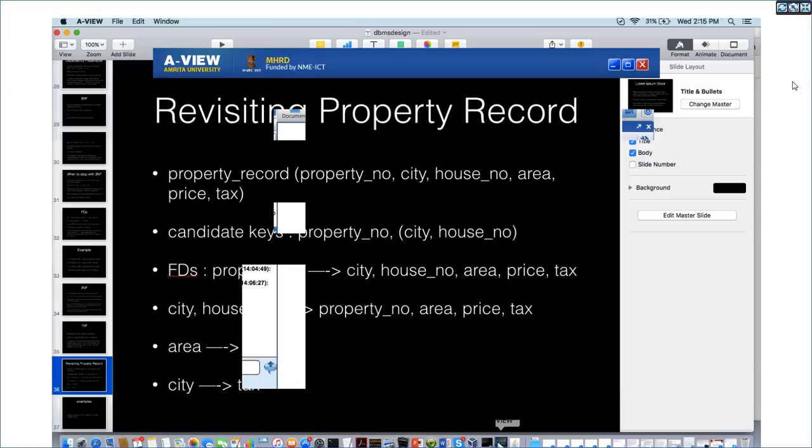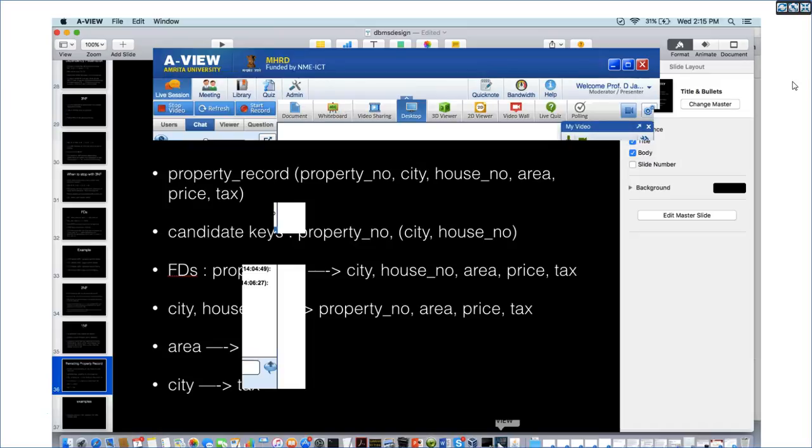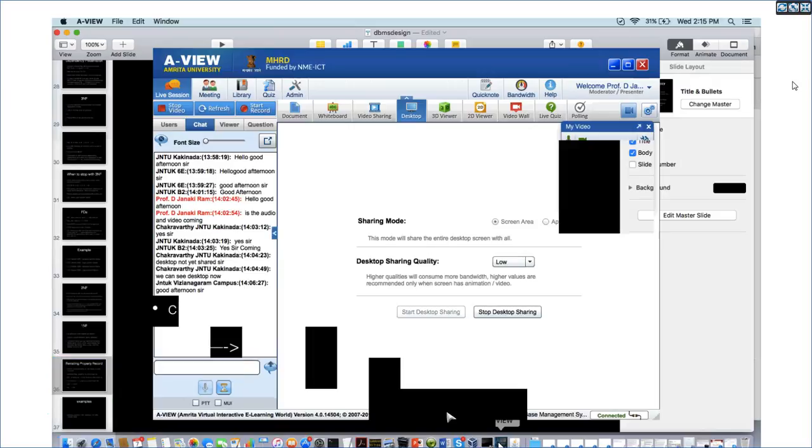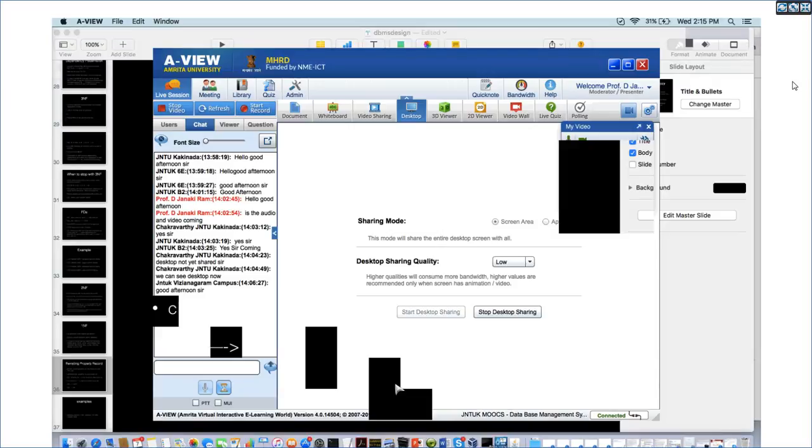What is the condition for second normal form? Non-prime attributes should not be partially dependent on the key attributes, right? So now can you answer, which are the non-prime attributes here, which are not part of the key? Area, price and tax. These are the non-prime attributes because they are not part of any candidate key.